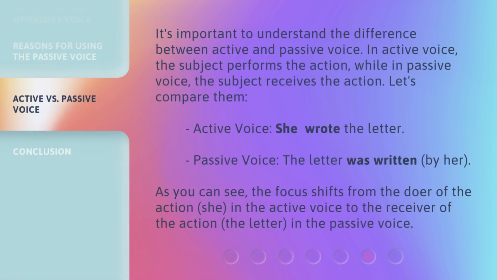It's important to understand the difference between active and passive voice. In active voice, the subject performs the action, while in passive voice, the subject receives the action. Let's compare them. Active voice: She wrote the letter. Passive voice: The letter was written by her. As you can see, the focus shifts from the doer of the action, she, in the active voice to the receiver of the action, the letter, in the passive voice.